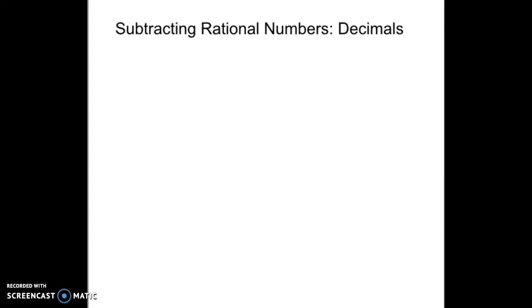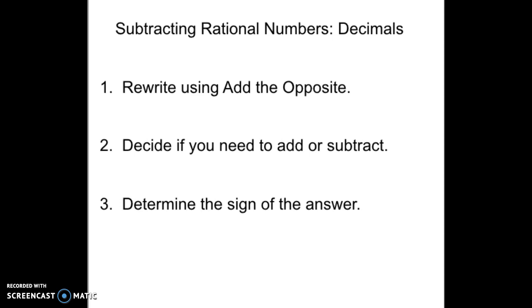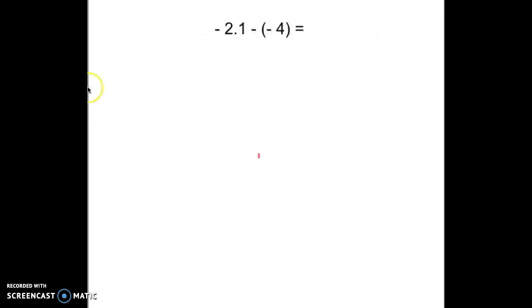Today we'll be subtracting rational numbers, specifically involving decimals. We'll subtract by rewriting the original problem using add the opposite. Then we'll decide if we need to add or subtract, and finally we'll determine the sign of the answer.